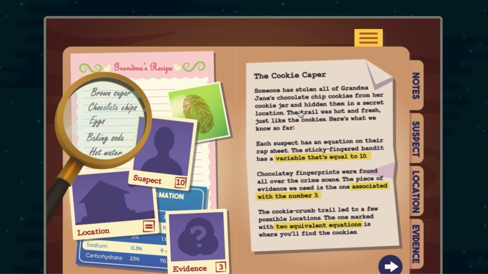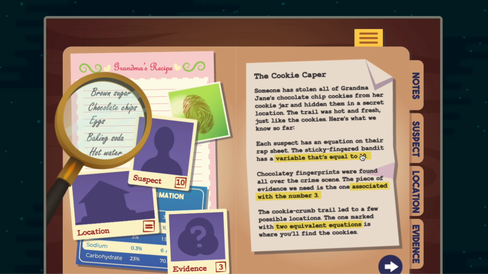The cookie caper. Someone has stolen all of Grandma Jane's chocolate chip cookies from her cookie jar and hidden them in a secret location. The trail was hot and fresh, just like the cookies. Here's what we know so far. Each suspect has an equation on their rap sheet.